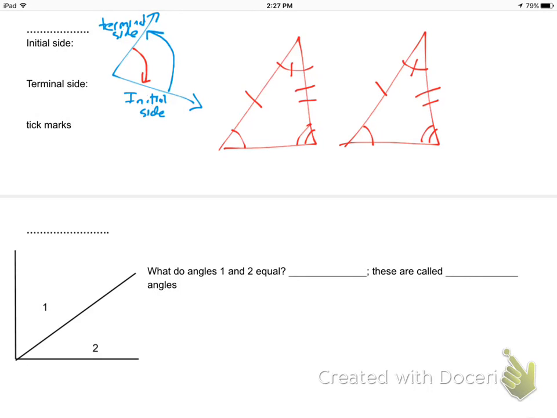Guys, look at 1 and 2. What do angles 1 and 2 equal together? 90. These things are called something.